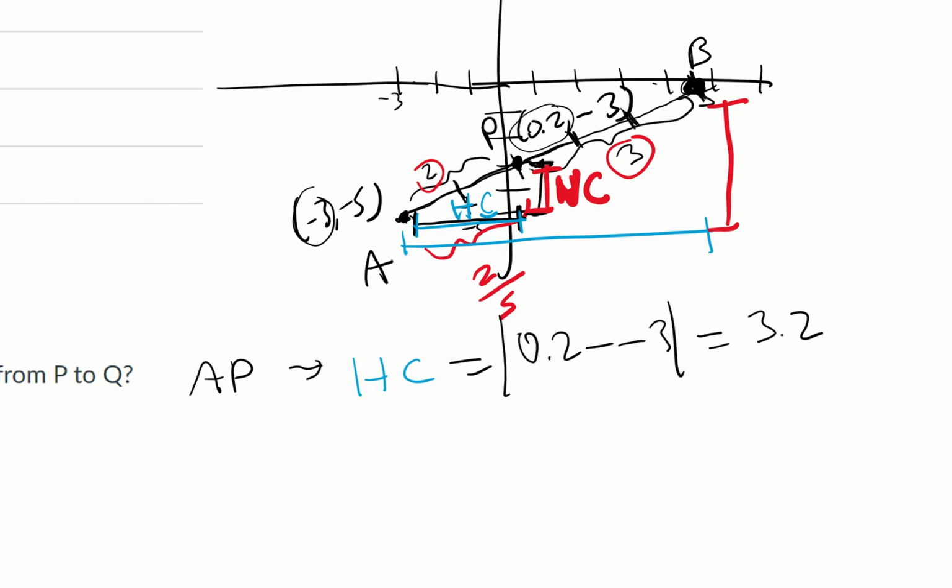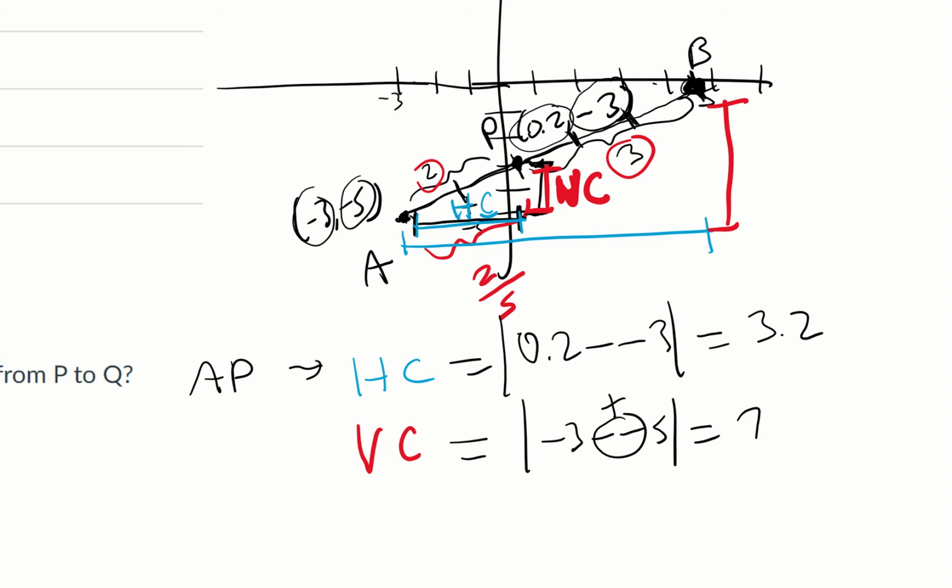And then for the vertical change, you've got to subtract the y coordinates, so -3 and -5. So -3 minus -5 is going to give us, this is a positive here, so -3 plus 5 is 2. All right, so our vertical change is 2. Our horizontal change is 3.2.